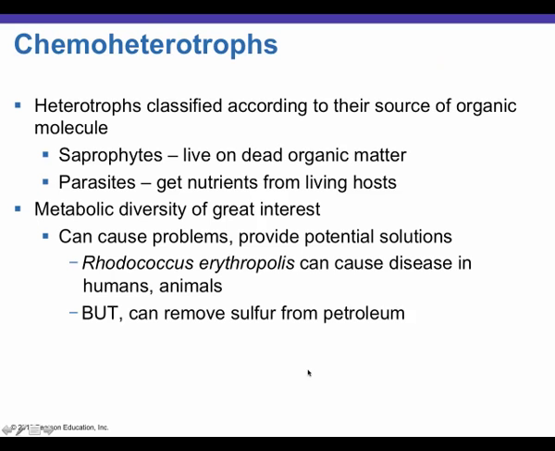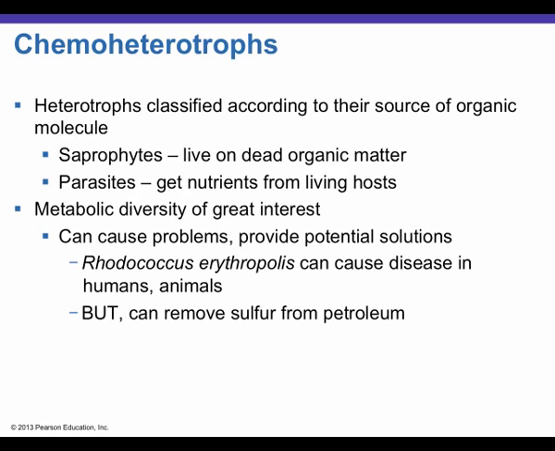Finally, we'll take a closer look at chemoheterotrophs. Chemoheterotrophs are very interesting. They are classified according to their source of organic molecules. Saprophytes, for example, live on dead organic matter. That's us, by the way. Parasites get nutrients from living hosts. Many of our pathogens are parasites.